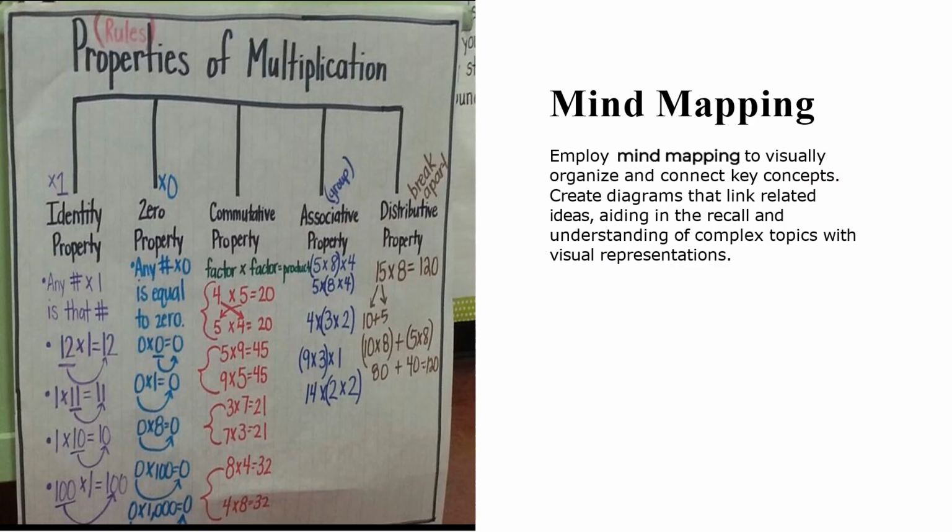The next goes for mind mapping. Mind mapping can be done through diagrams or pictures or any concepts. I've taken an example, properties of multiplication with examples. The students recall and understand the complex topics with the visual representations. This can be used in any subject, in fact for the core subjects.